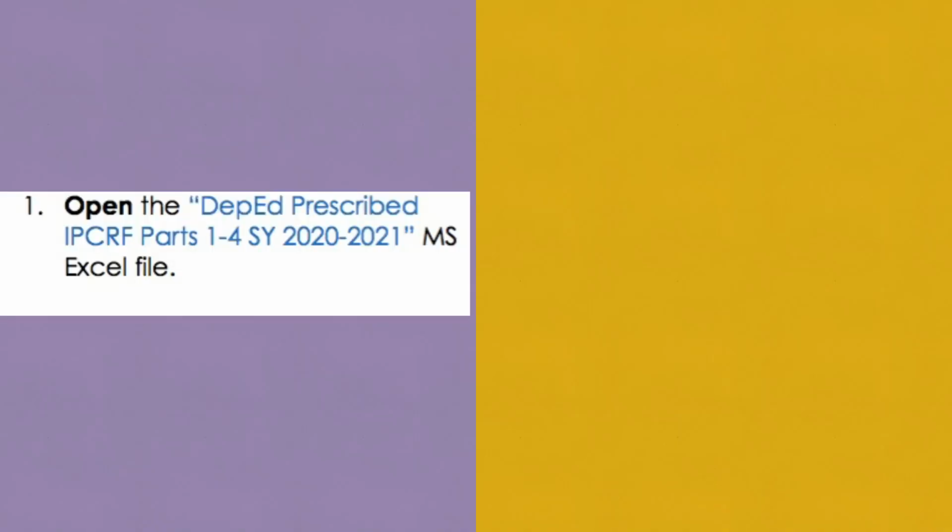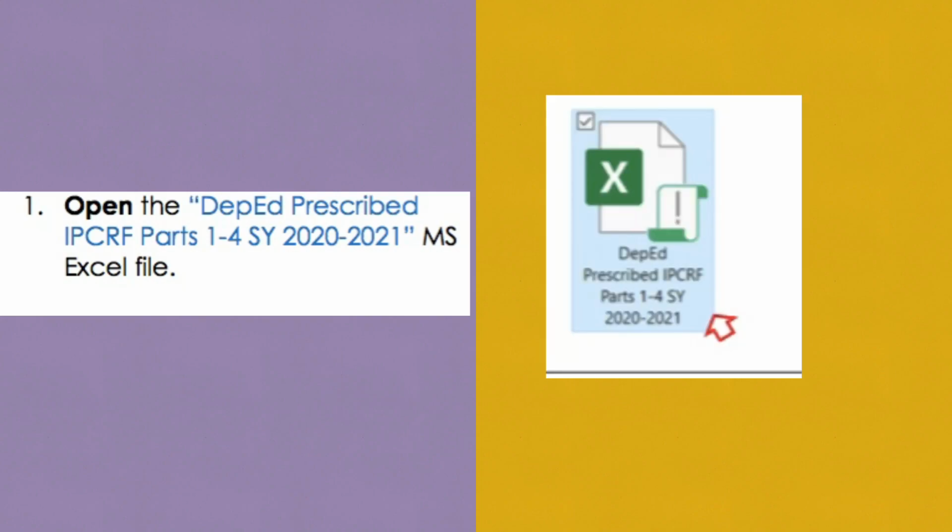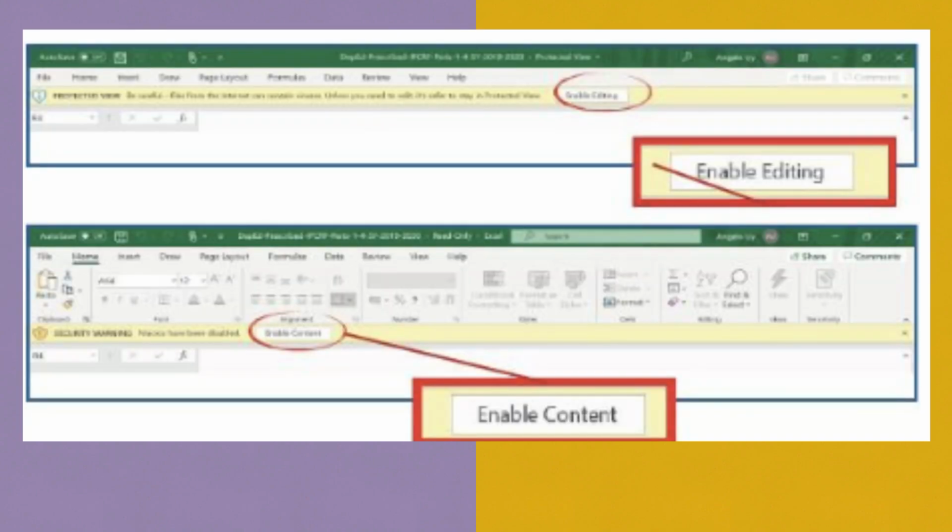Step 1. Open the DepEd prescribed IPCRF parts 1 to 4 for school year 2020 to 2021. Step 2. Enable macros. Click Enable Editing and Enable Content. Take note that the process of enabling macros may differ in different versions of MS Excel.